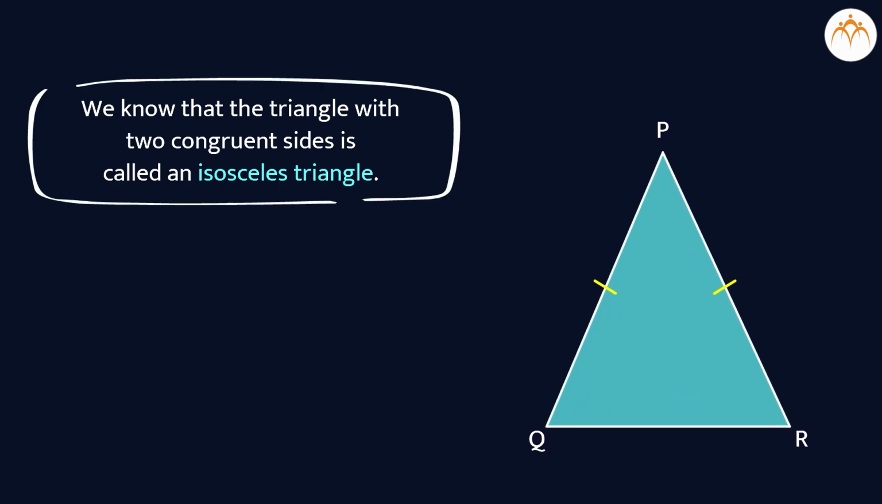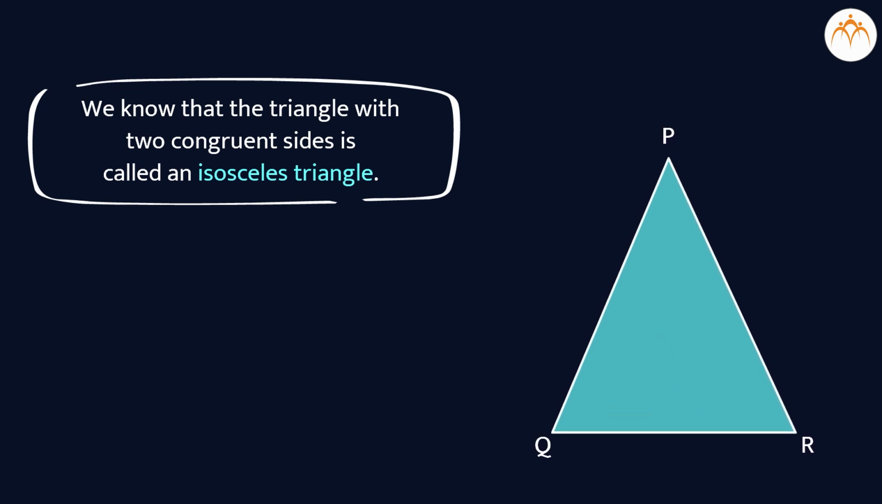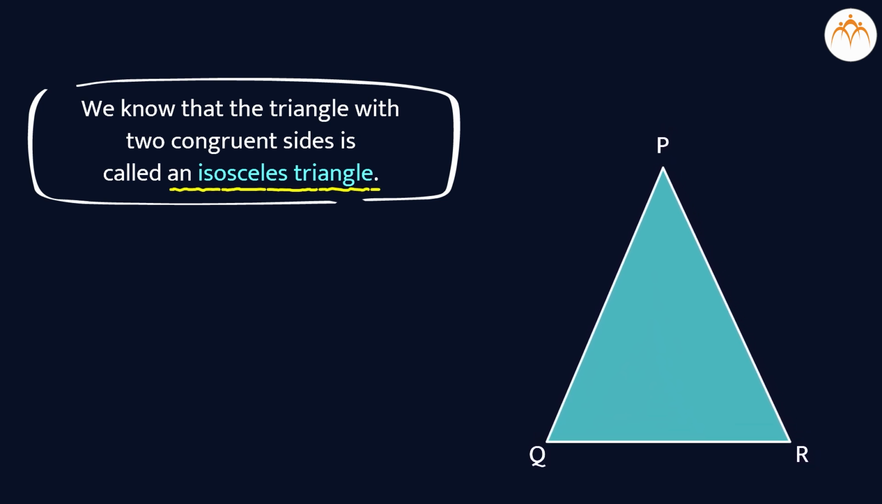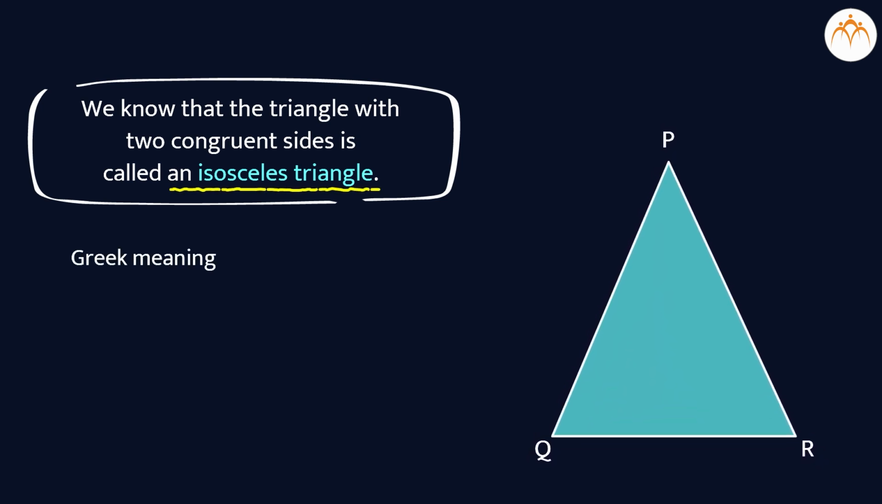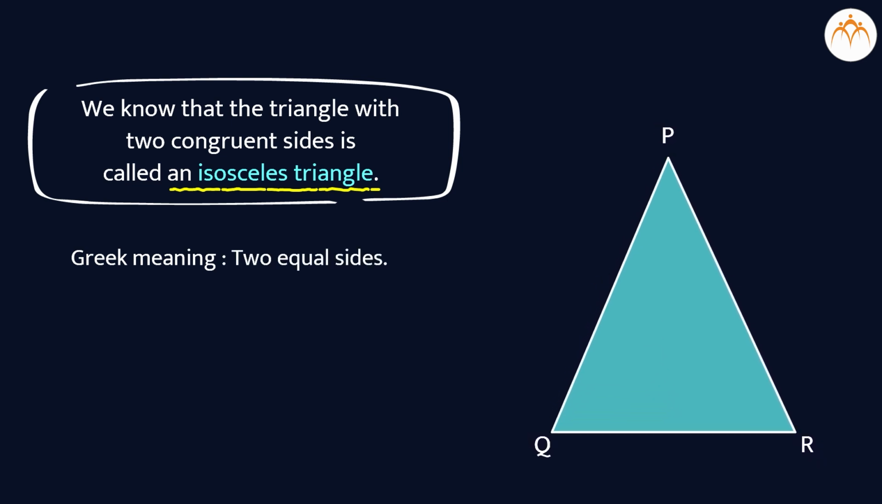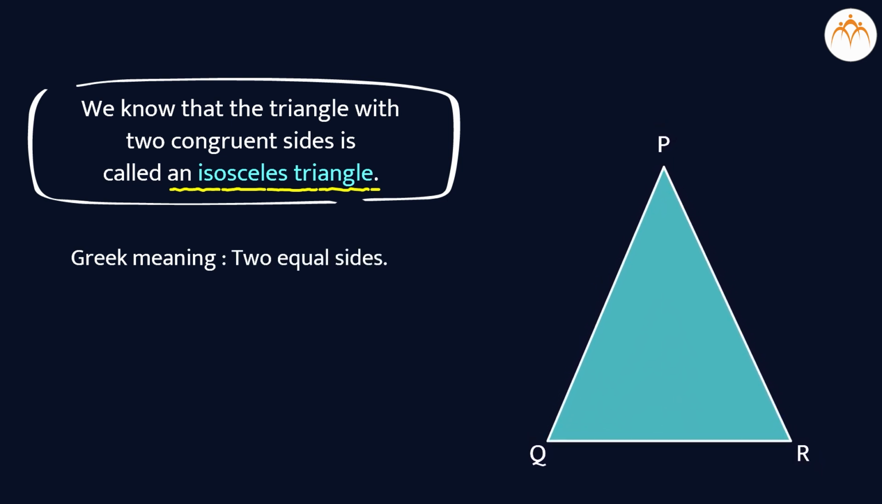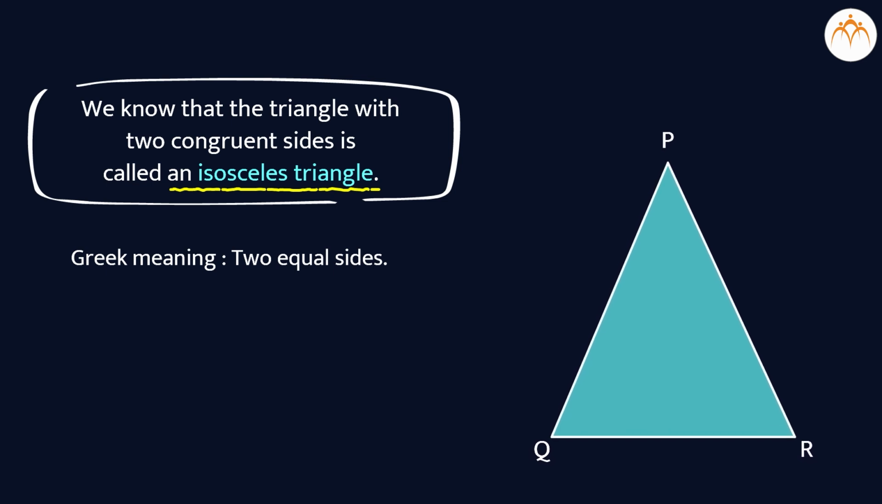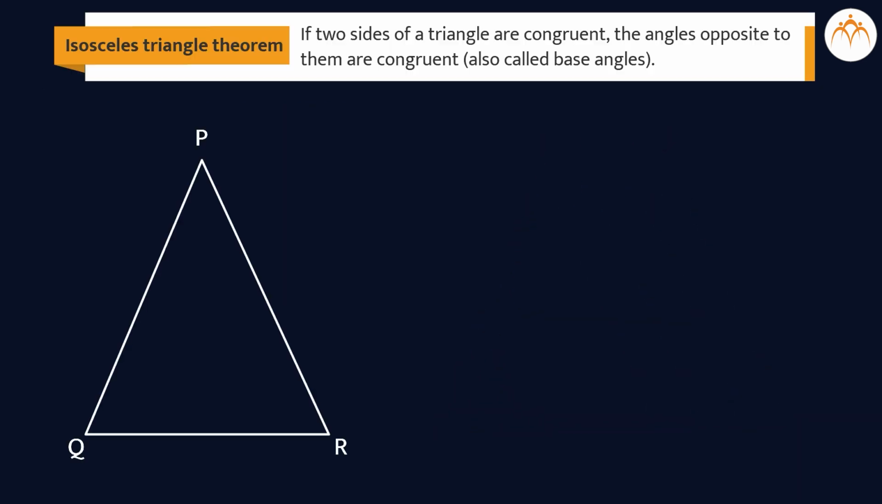We know that the triangle with two congruent sides is called an isosceles triangle. In Greek, isosceles means having two equal sides. Now, let us study an important theorem about isosceles triangles. Isosceles triangle theorem: If two sides of a triangle are congruent, the angles opposite to them are also congruent, also called the base angles.